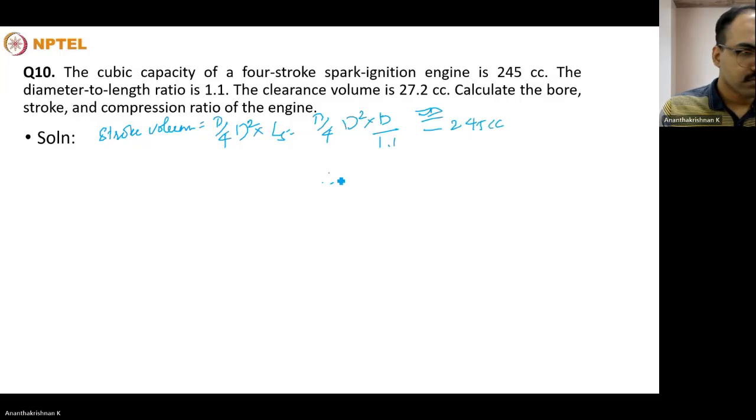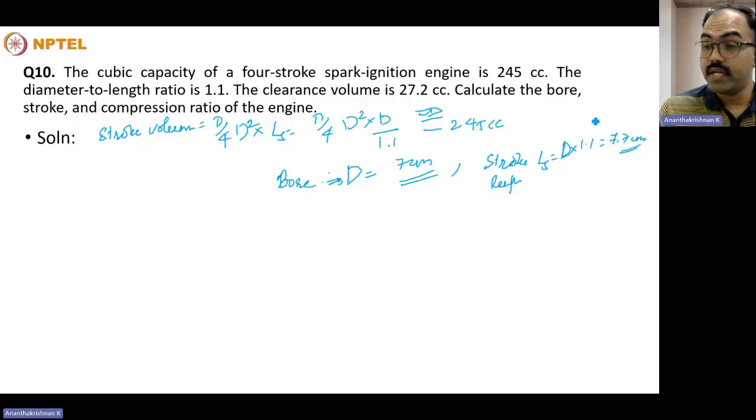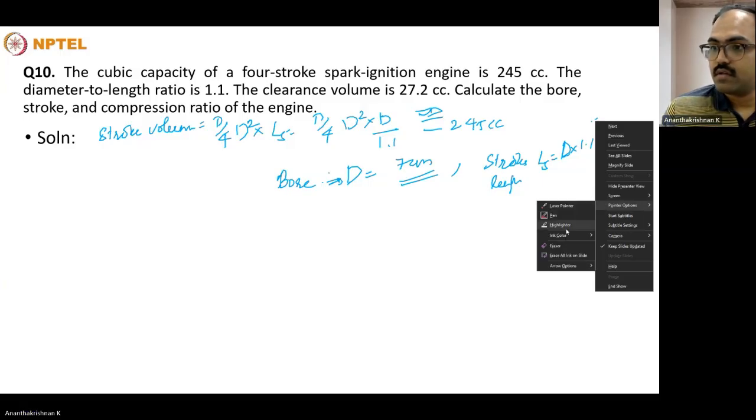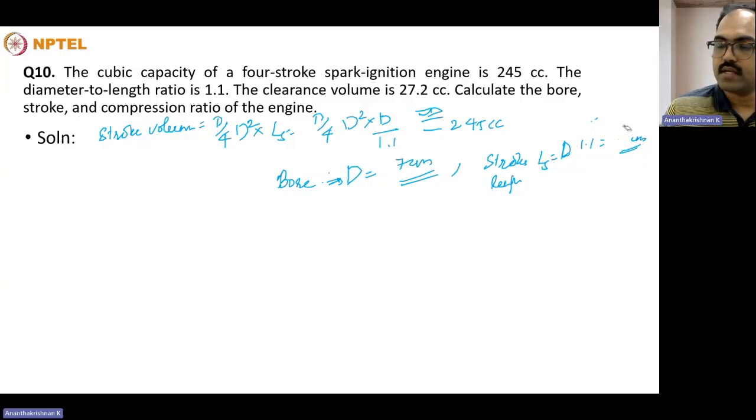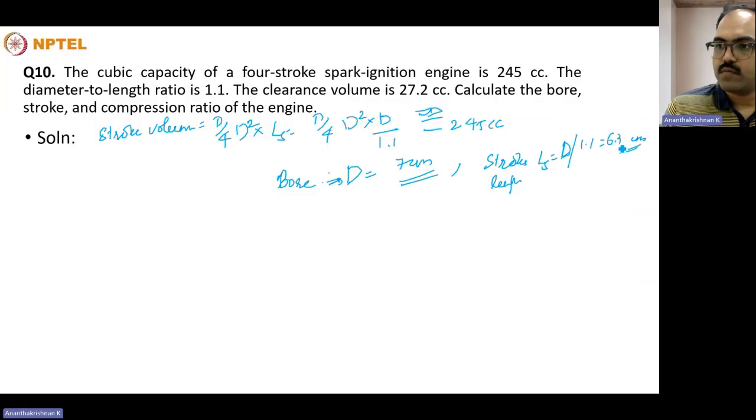From them we can get the diameter or the bore, which will be equal to 7 centimeters. And the stroke length LS will be equal to D by 1.1, that is 6.36 centimeters. So the first two portions of the problem we have completed.